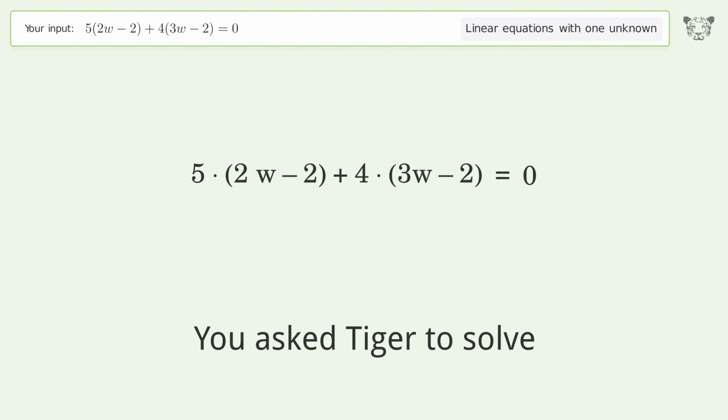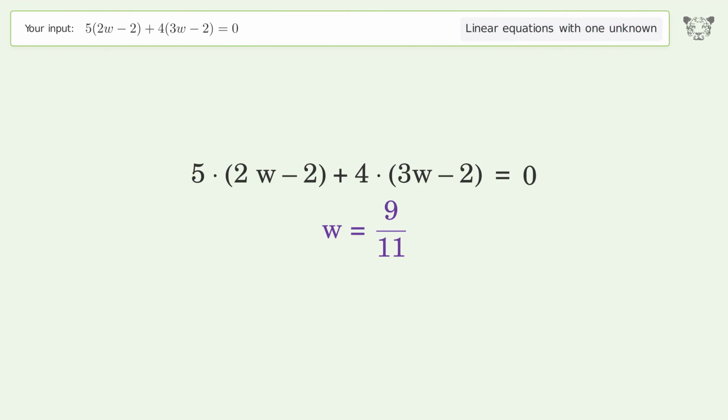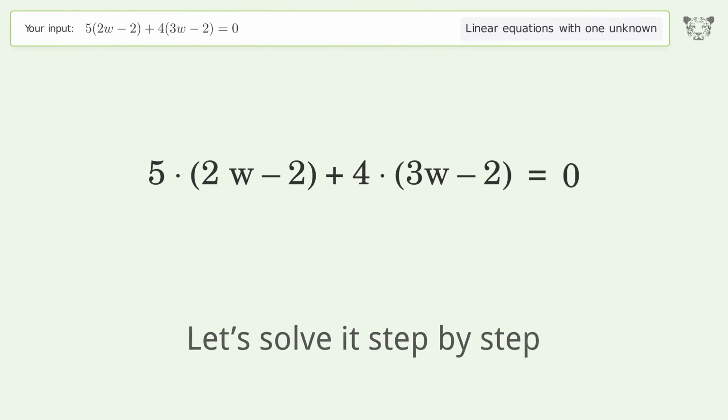You ask Tiger to solve. This deals with linear equations with one unknown. The final result is w equals 9/11. Let's solve it step by step.